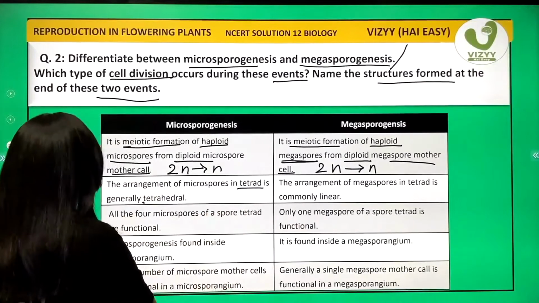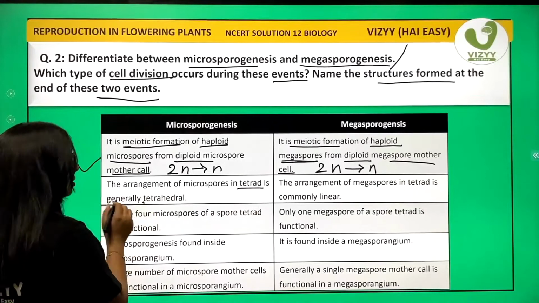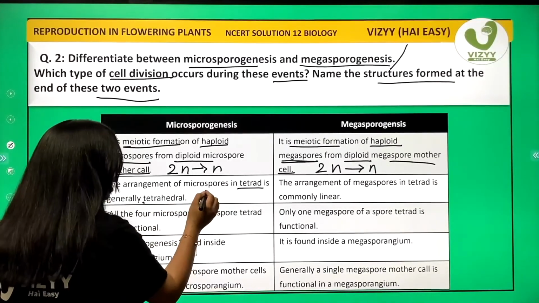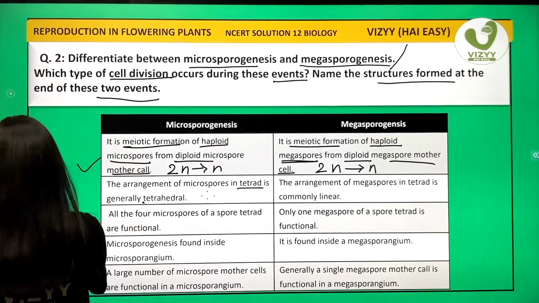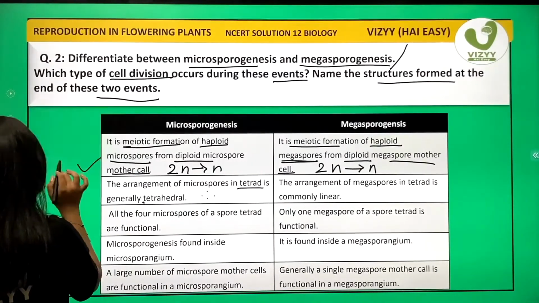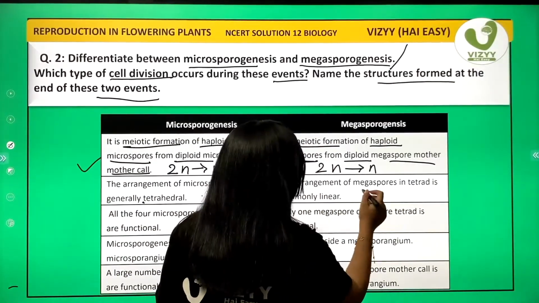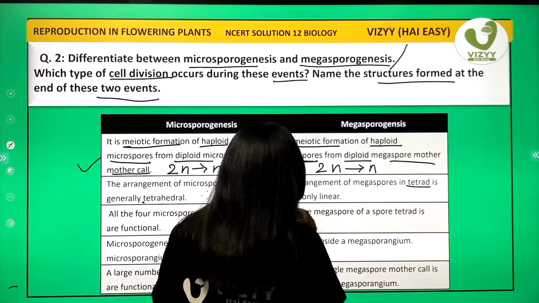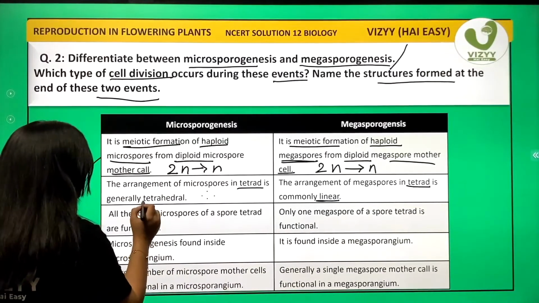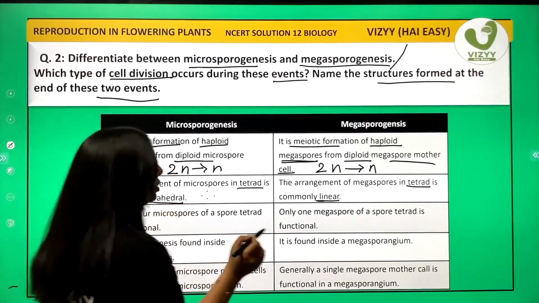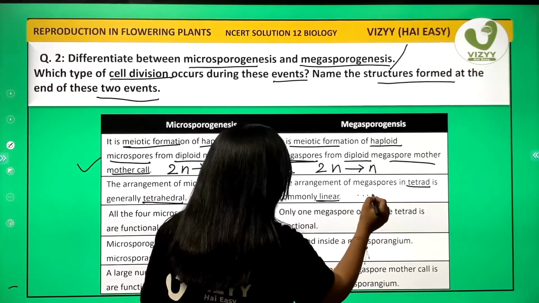So, point number 2. The arrangement of microspores in a tetrad is generally tetrahedral. Tetrahedral means it is like this way. Okay. Now, in megasporogenesis, the arrangement of megaspores in a tetrad is commonly linear. So this is a difference, students. In microsporogenesis, it is tetrahedral, whereas in megasporogenesis, it is linear. Linear is in the same line.